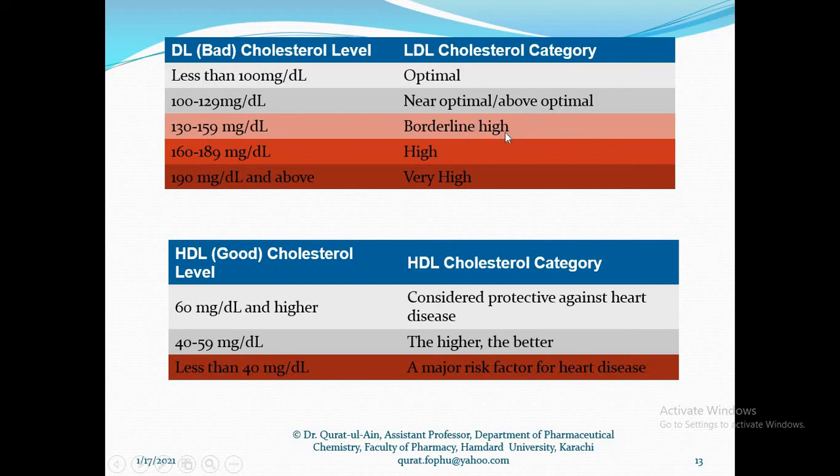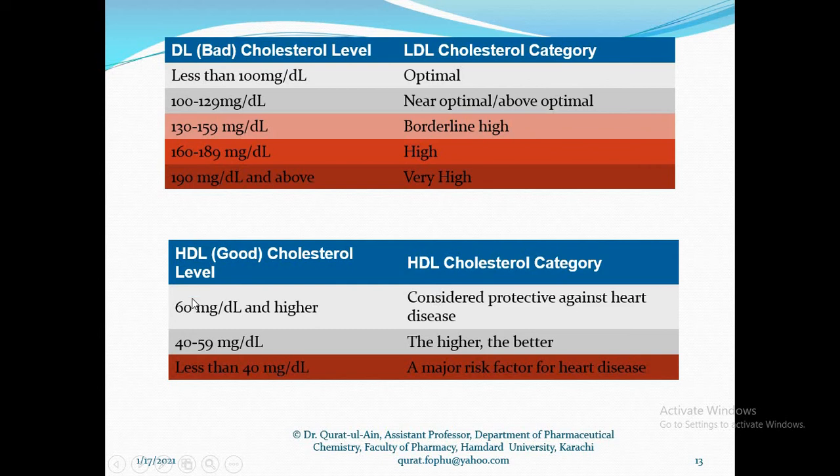It means the person is at risk of getting heart disease or stroke. If a person is diagnosed with LDL in his or her blood in the range of 160 to 189 milligrams per deciliter, it means that person is at high risk of getting heart disease or stroke. Or if a person has very high LDL cholesterol, that is 190 milligrams per dL or above, it means the person is at very high risk of getting heart disease or stroke.